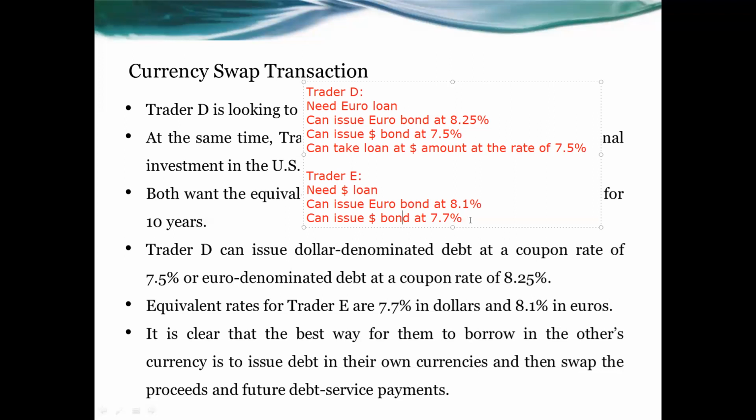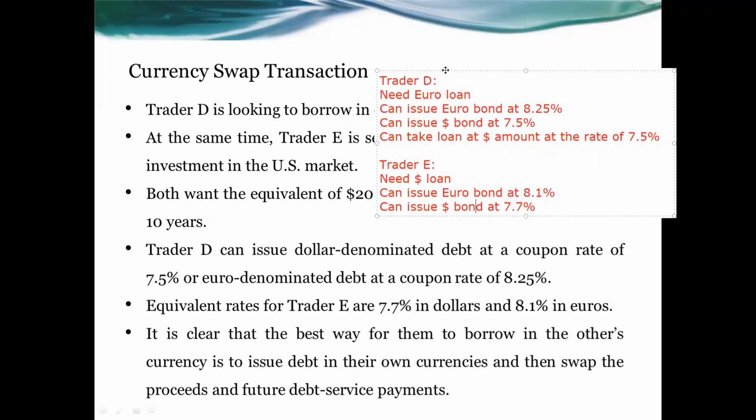Now it is clear that the best way for them to borrow in another currency is to issue debt in their own currency and then swap the proceeds and future debt service payments. So what is the situation now?